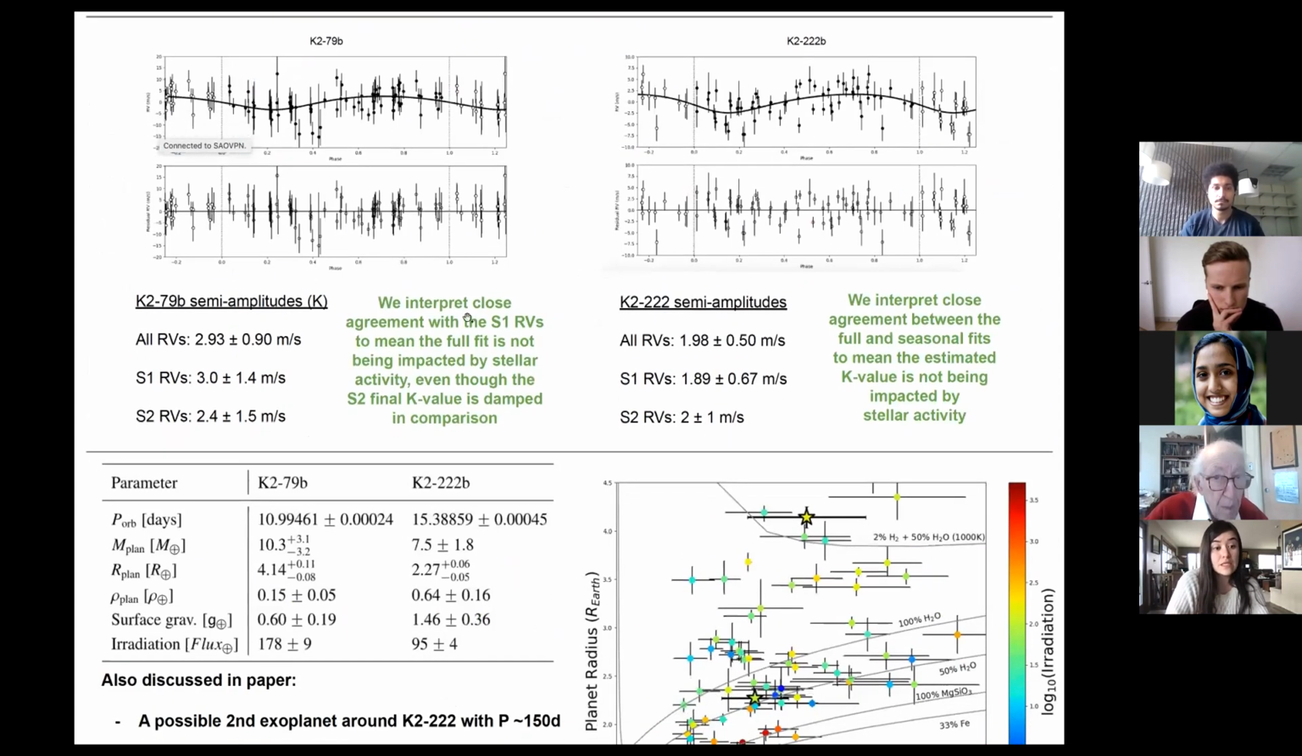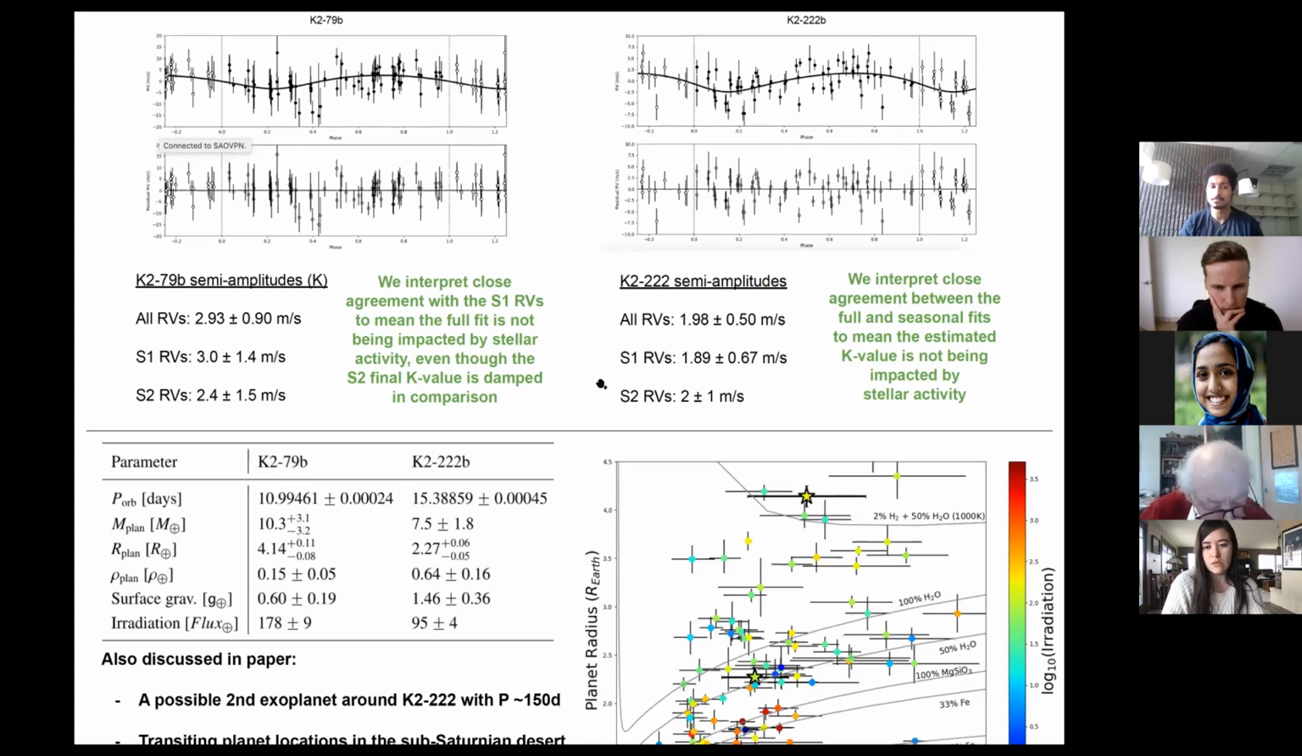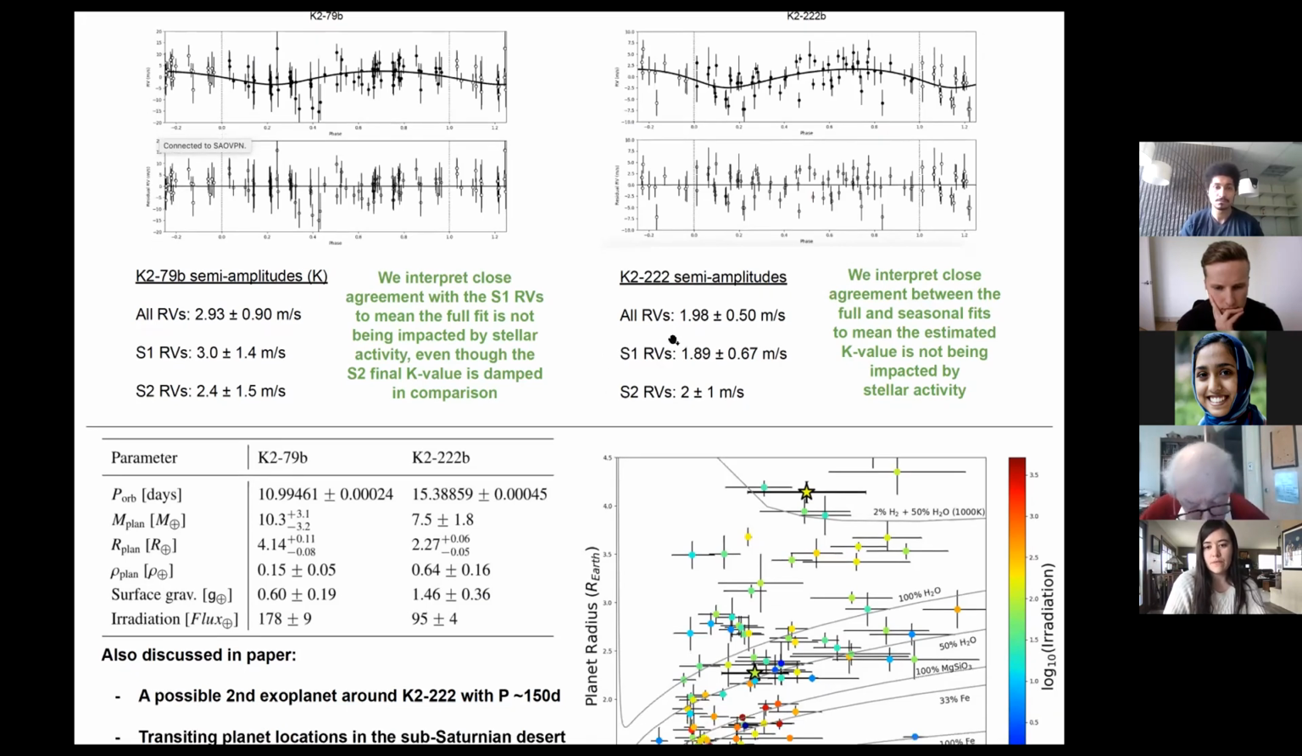So when I see the agreement here between the full RVs and season 1, where we saw very minimal interference at the period of the planet, that gives me confidence that the K value we're getting in the end isn't being dampened or negatively impacted in any way. And the same thing over here, and this is even better because the 2 seasons and the full fit agree.